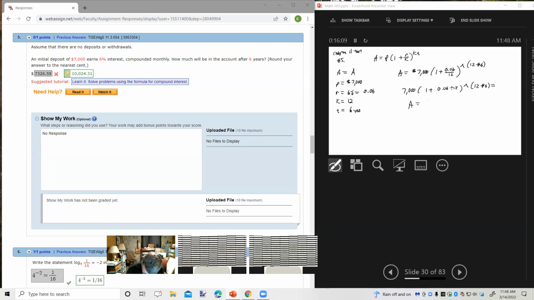and I get 10,024.30995. Round to the nearest cent, which is there. This 9 would round up, so we're going to get $10,024.31. Okay with that?